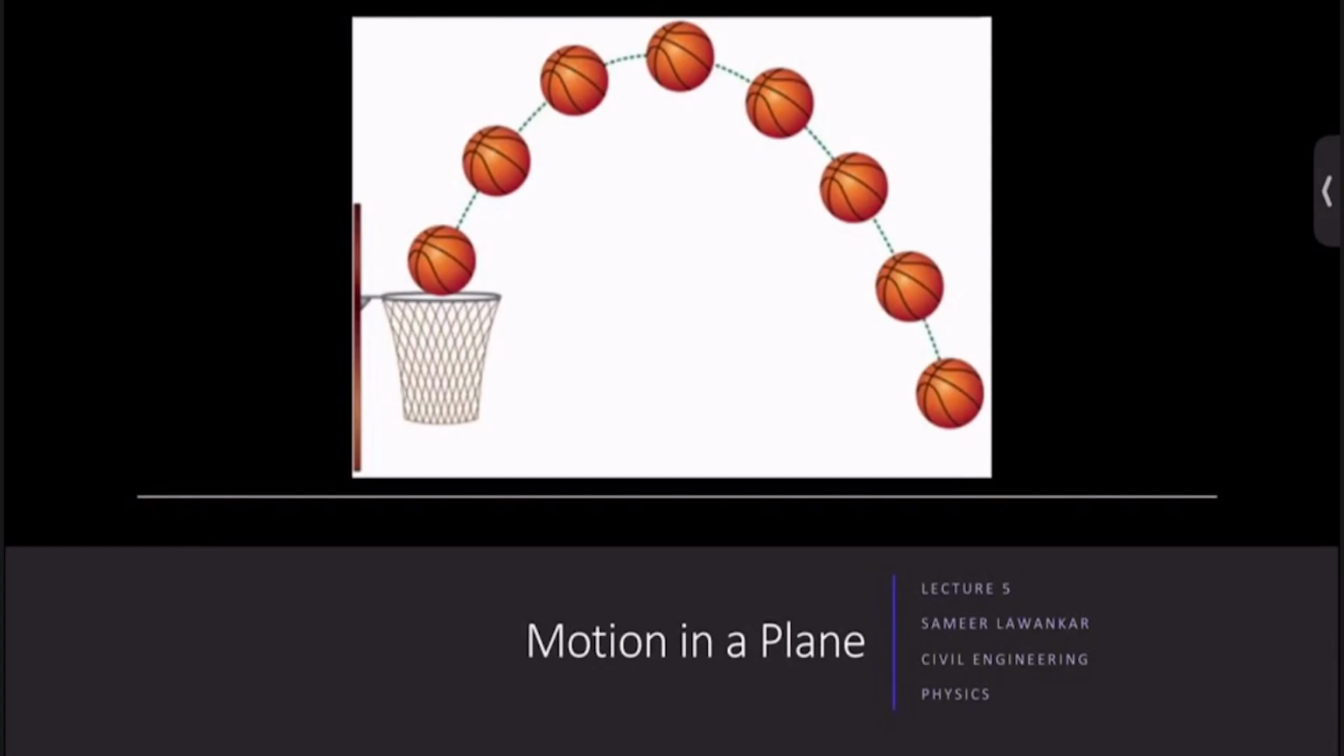So, hello everyone again. This is lecture number 5 of motion in a plane. Today we will be going on with the further discussions regarding the motion in a plane analogy in terms of your vectors. In the previous class, we have done position vector and velocity vector. Today, we will start with a new discussion about the acceleration vector and move on.